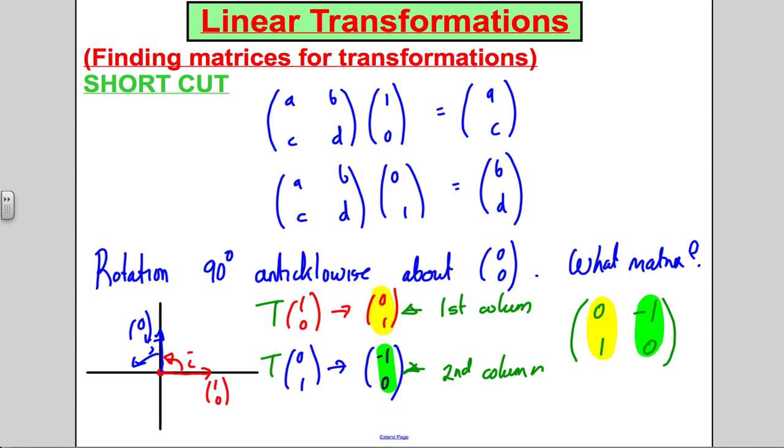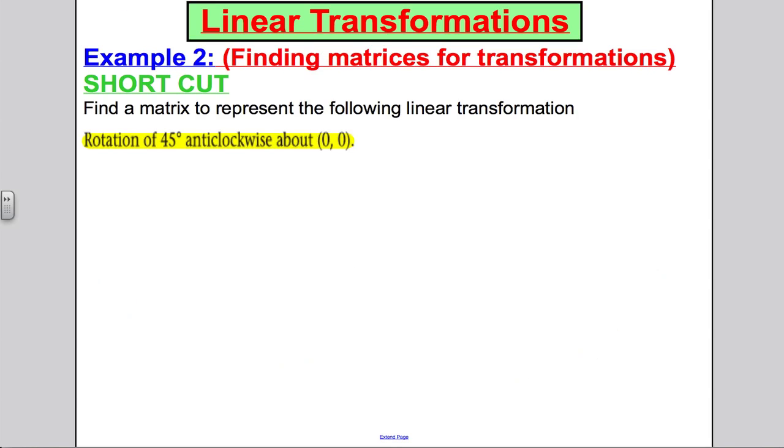Okay, we are going to try and do this for some quite difficult examples coming up. What I'd like you to do is maybe have a go yourself at each of these, pause the video, but then work through my solutions to see if you got them right. Here's the first one. Find the matrix transformation to represent the following: a rotation of 45 degrees anti-clockwise about the origin. Have a go yourself, see if you can get this.